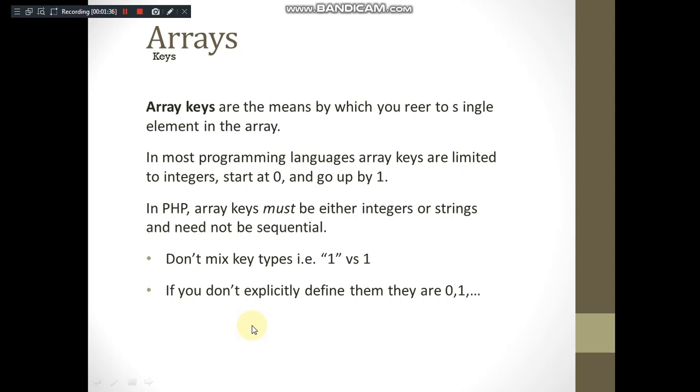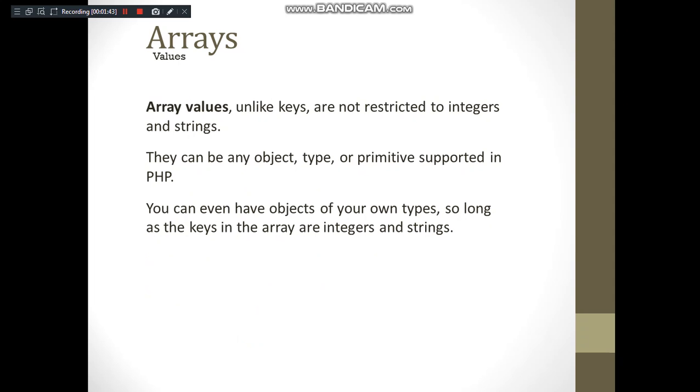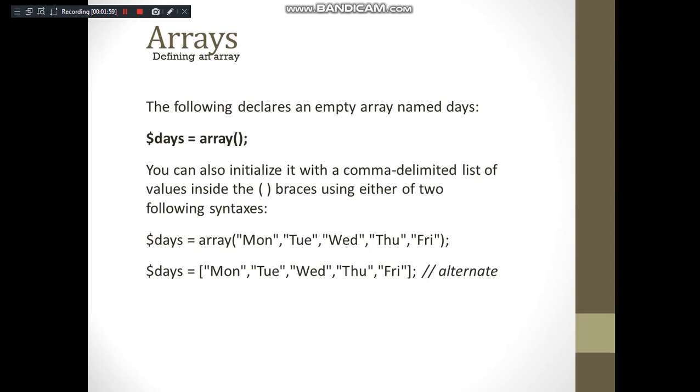In PHP, array keys must be either integers or strings also, which we will see later. Array values, unlike keys, are not restricted to integers and strings. They can be any object also. They can be a primitive type or an object type. You can even have objects of your own type, so long as the keys in the array are integers or strings. So how do we define an array?